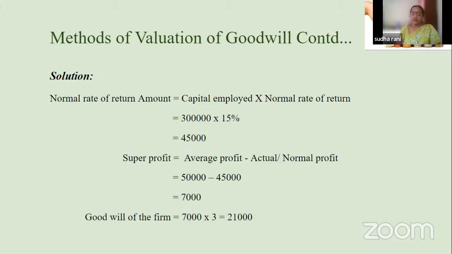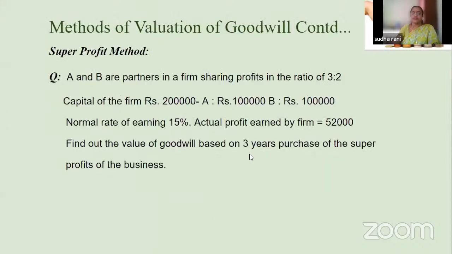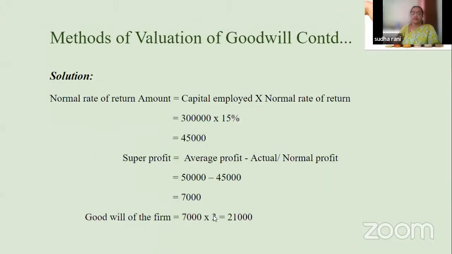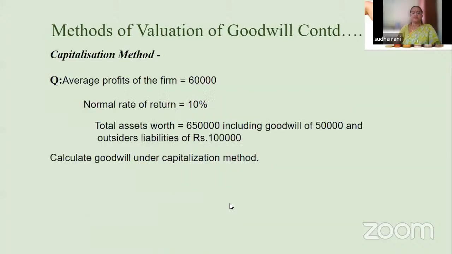Now, how do you get the super profit? So this is the normal rate of return or expected profit. Now, how do you get the super profit, actual profit minus expected profit? 52,000 minus 45,000, then you will get 7,000. So goodwill of the firm is again 7,000 into number of years purchase, 3 he said. So 7,000 into 3, 21,000. That's how you get it.